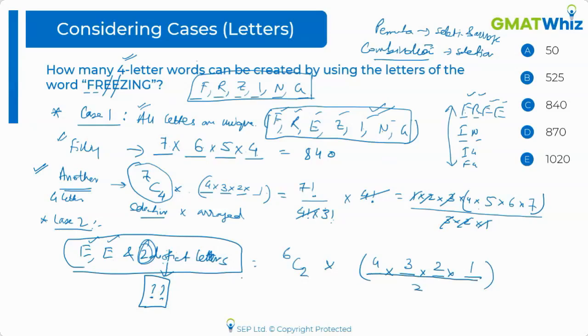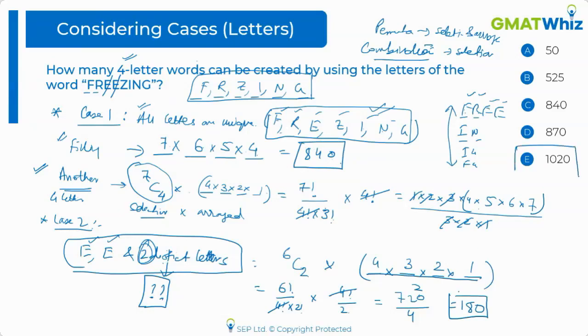Okay. So 6C2 is 6 factorial by 4 factorial times 2 factorial. And 4, 3, 2, 1 is 4 factorial upon 2. So 4 factorial will get cancelled out. I know the value of 6 factorial, so I'm writing it directly. And you have 720 divided by 4, which is 180. So you have 180 cases here, 840 cases here. If you add this up, you would get 1020. So the total number of 4-letter words that you can form using the word freezing is 1020.